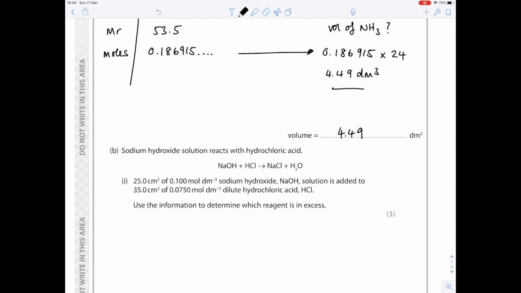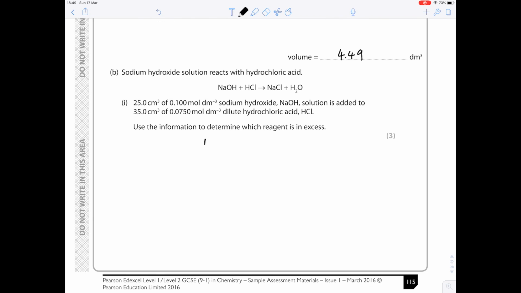Sodium hydroxide solution reacts with hydrochloric acid. 25 centimeters cubed of 0.1 molar sodium hydroxide solution is added to 35 centimeters cubed of 0.075 molar dilute hydrochloric acid. Use the information to determine which reagent is in excess.